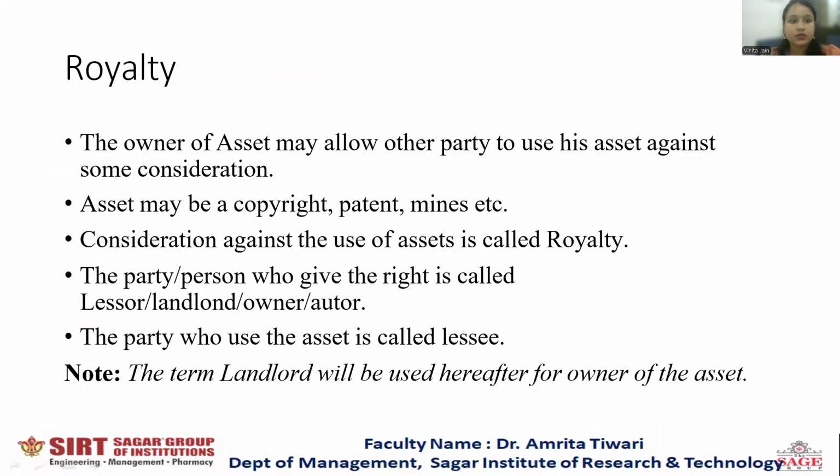Firstly, we discussed the royalty account. The owner of the assets may allow a party to use these assets against some consideration. Assets may be copyright, patent, mines, etc. The consideration against the use of assets is called a royalty. The party who gives the right is called the lessor, landlord, owner, or author. The party who uses the assets is called the lessee. The term landlord will be used hereafter for the owner of the assets.